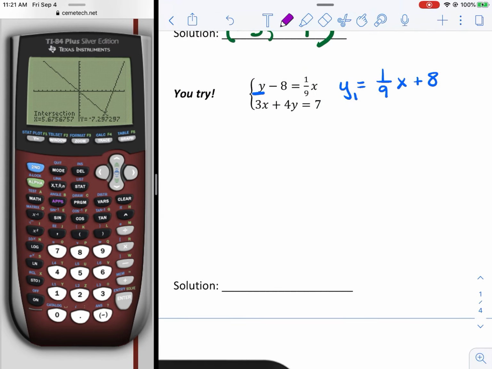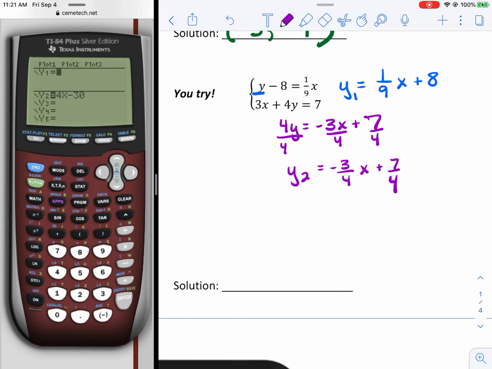And then for y2, I got to solve for y here. So I'm going to move my 3x to the other side and make it negative. And then I have to divide everything by 4. And so y2 is going to be negative 3/4 x plus 7/4.